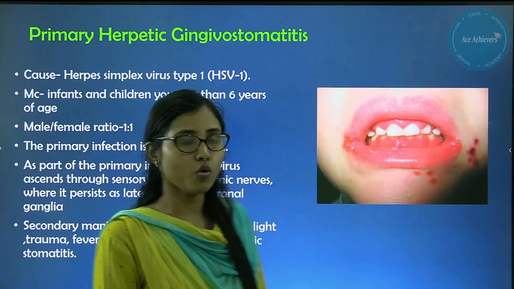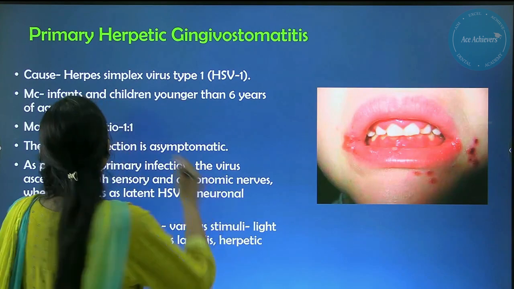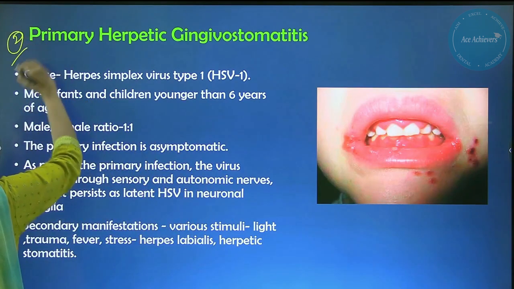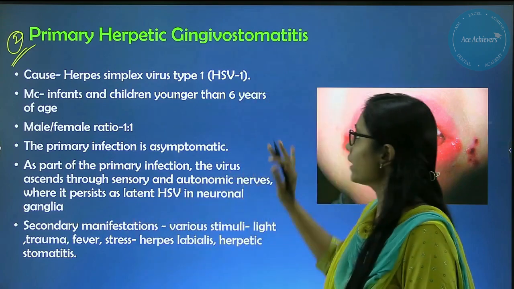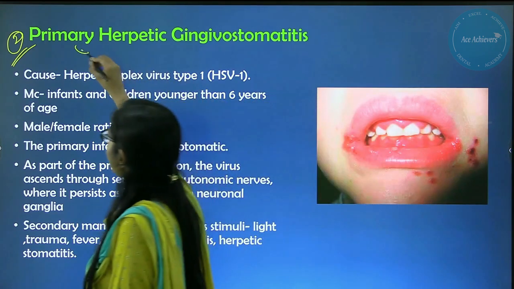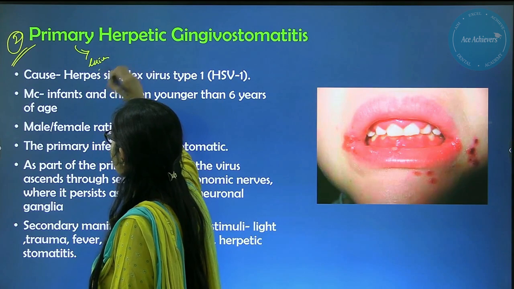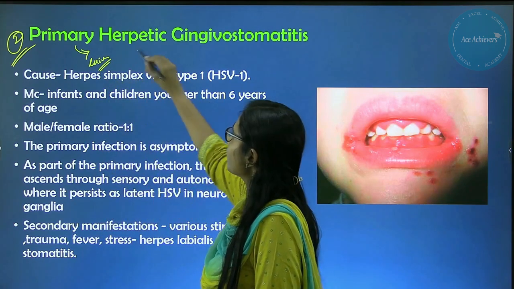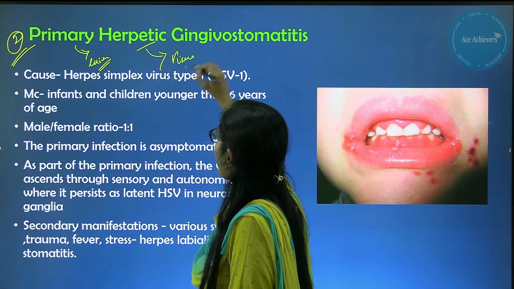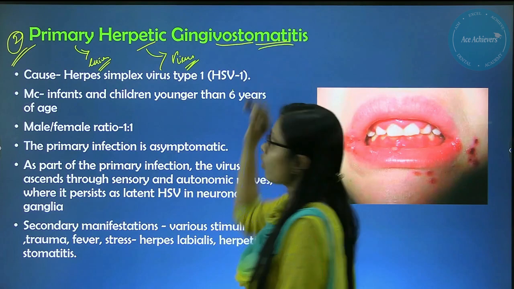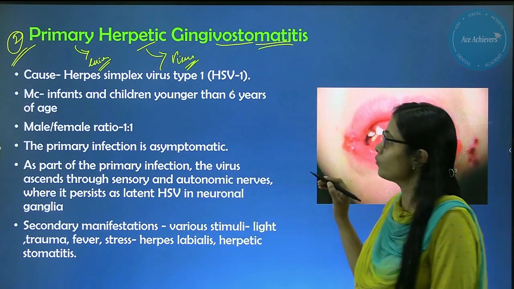Fine. Okay, so next the second acute infection is the primary herpetic gingivostomatitis. Okay, as the name indicates, this is going to be a primary lesion. That is the first lesion which is going to occur. And herpetic means it is caused by the herpes virus, and gingivostomatitis is going to involve your gingiva and the underlying oral mucosa.